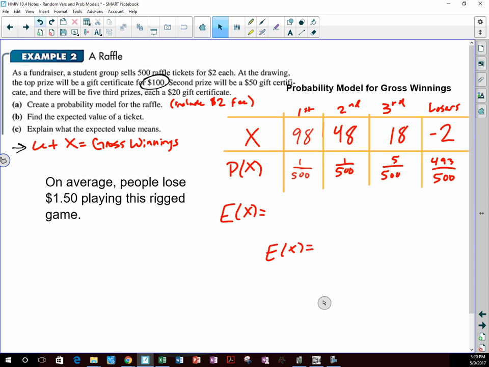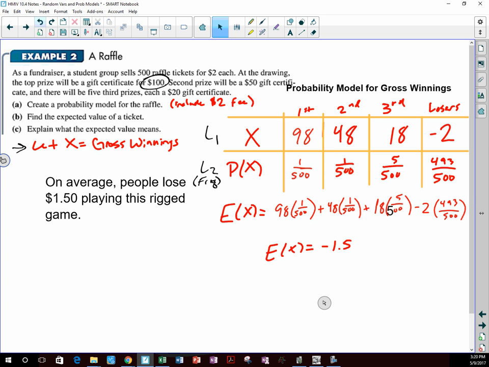So our expected value, again, you can use your frequency list or your one variable stats and call this L1 and this L2 on your calculator and make L2 your frequency. Or, again, with this few number of outcomes, you can just calculate this by hand by multiplying each of the outcomes by their probability. Our expected value ends up being -1.5.